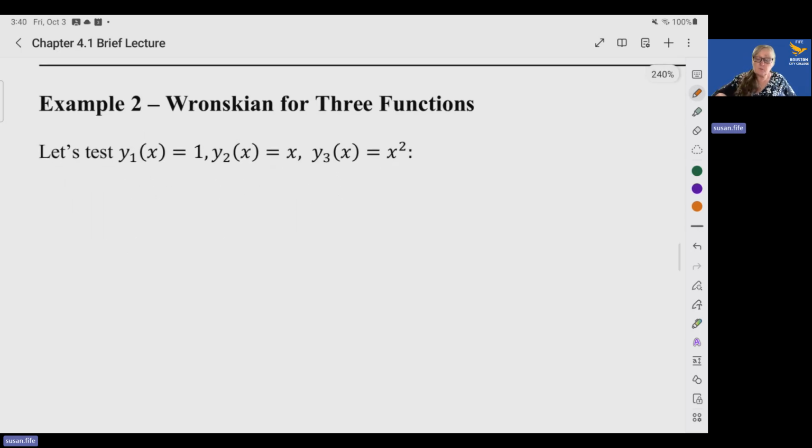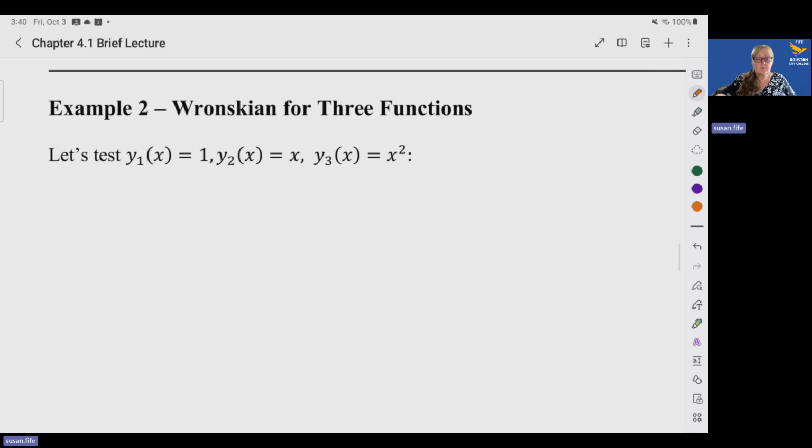Let's look at the Wronskian for three functions. So here I have three functions. I'm going to have a 3 by 3 determinant. My first row is going to just contain those functions, 1, x, and x squared. My second row will contain the derivative of each of those functions. The derivative of 1 is 0, derivative of x is 1, derivative of x squared is 2x, and then my third row will contain the derivative of my second row. So I'm going to get 0, 0, and 2.